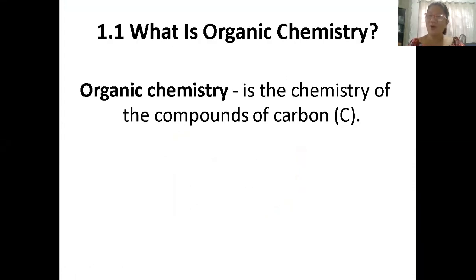Organic chemistry is one of the basic branches of chemistry. Can you still remember your Chem 16? That is inorganic chemistry, taken in Chem 16, the principles of chemistry. Then we have organic chemistry, which has something to do with carbon-containing compounds. Most organic compounds contain CHONS: carbon, hydrogen, oxygen, nitrogen, and sulfur. But nitrogen and sulfur are only few.